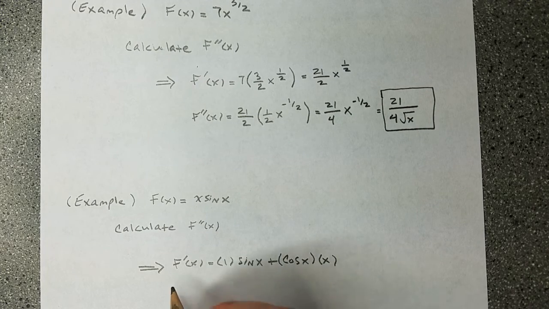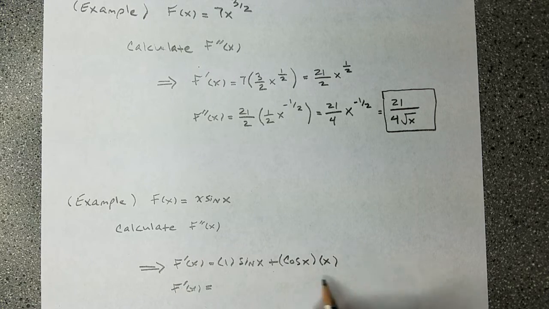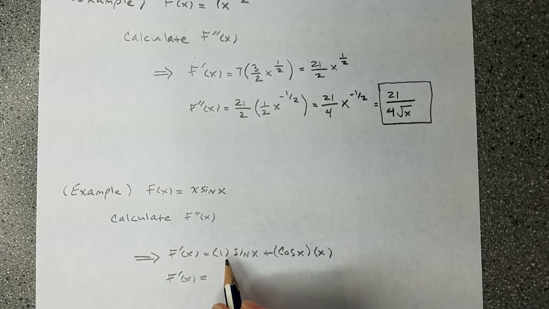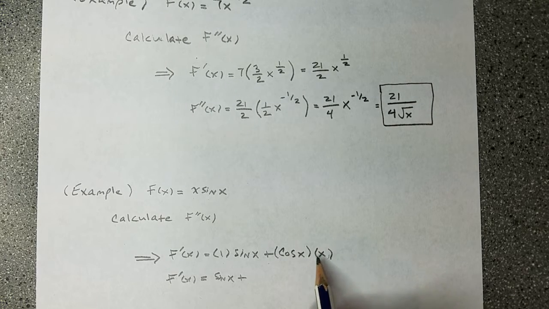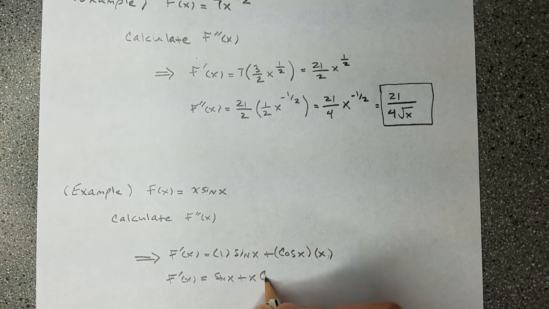All right, let's go ahead and simplify this a little bit. Like I wrote the 1 right there just to make it obvious how I was using the product rule. So we'll just say sine x, and over here I think it's customary to put the x there in front as a coefficient of cosine x.